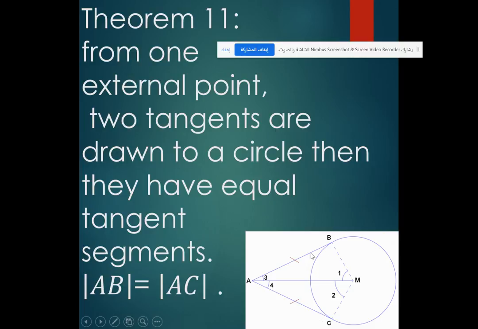And we know from theorem number 10 that the tangent AB is perpendicular to the radius BM. That will make angle B equal to 90 degrees. Similarly, AC as a tangent is perpendicular to the radius according to theorem number 10, and that will make the measurement of angle C 90. Now, this is 90 and this is 90. If you add them, you will get 180 in a quadrilateral. A quadrilateral means a shape with four sides.